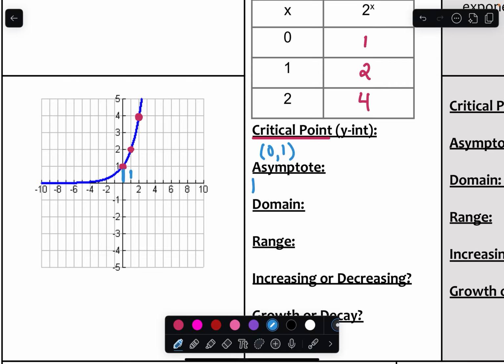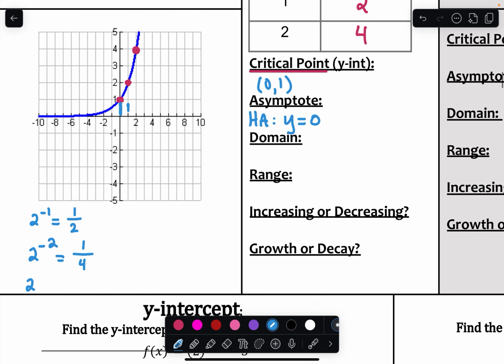The horizontal asymptote is at y equals 0. That is because if you start plugging in negative numbers as you move towards negative infinity, so for example, 2 to the negative first power is 1 over 2, 2 to the negative second power is 1 over 4, and then 2 to the negative third is 1 over 8, and so on. The fraction keeps getting smaller and smaller, and it gets very, very close to 0, but never quite touches 0. So we have it leveling off towards y equals 0 at negative infinity.